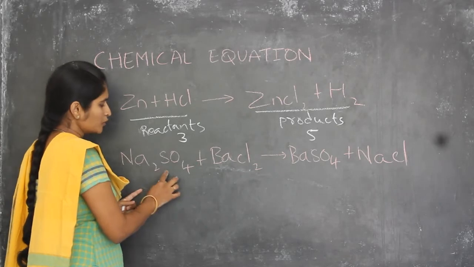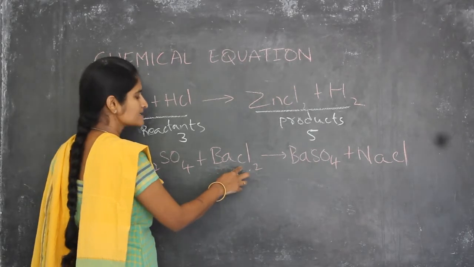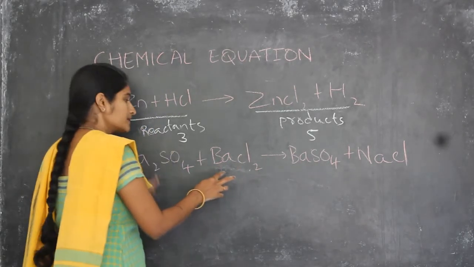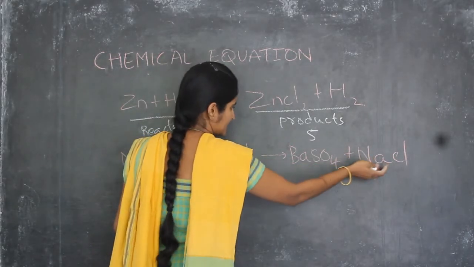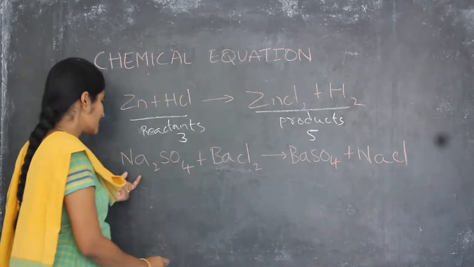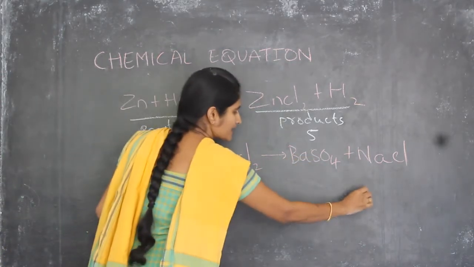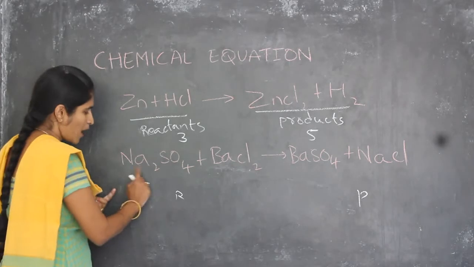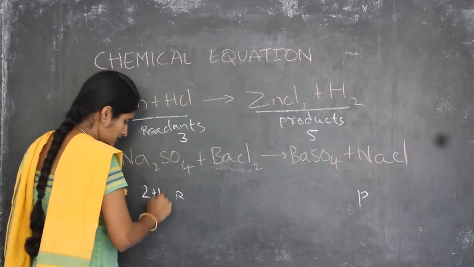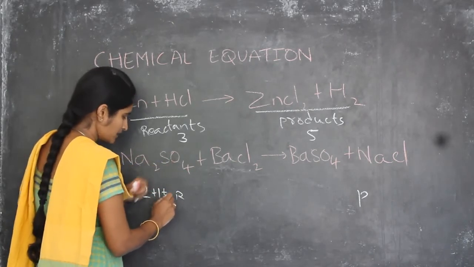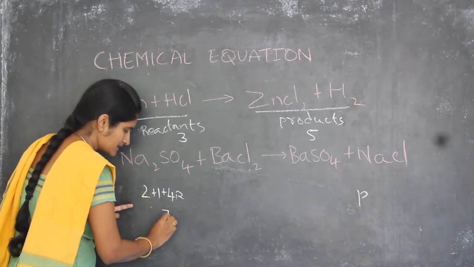So here Na2SO4, that is sodium sulfate, is reacting with BaCl2, that is barium chloride. It gives rise to BaSO4, barium sulfate, plus NaCl, that is sodium chloride. So these 2 are called reactants and these 2 are called products. Okay. So in this, how many sodium atoms are there? 2. And how many sulfur atoms are there? 1. And how many oxygen atoms are there? 4. So total how many atoms are there in this? 4 plus 2, 6. 6 plus 1, 7 atoms.